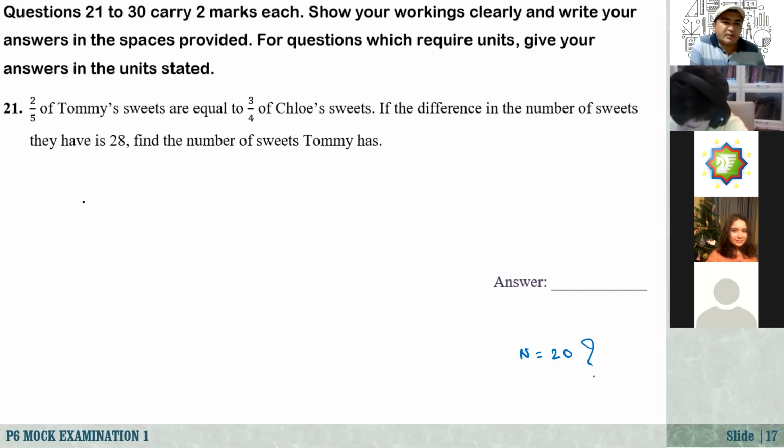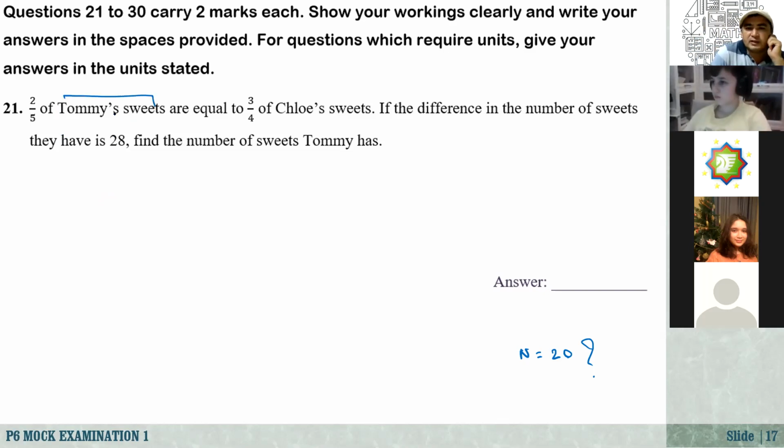Okay, guys, just listen to me carefully, right? I'm going to use algebra in 2 different ways. Here, 2/5 of Tommy's sweets. How many sweets does Tommy have? I don't know. Let me just denote this by T. Tommy has T sweets. And how about Chloe's sweets? I don't know. Let's say it is C, just using the first letter. C means Chloe's sweets. T means Tommy's sweets.